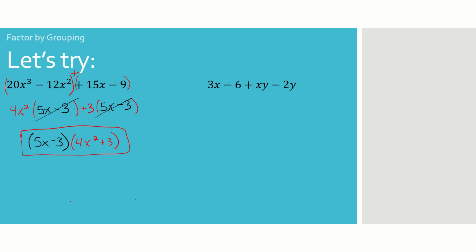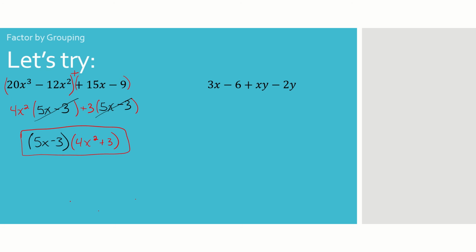3x minus 6 plus xy minus 2y. So this one has two different variables in it. This one is going to be very similar to the Google Doc assignment, the first assignment you're going to need to do this week. It's a guided practice Google Doc. So you may want to make note of the time of this video so that if you need help, you can come back to this time in the video to help you through that Google Doc.